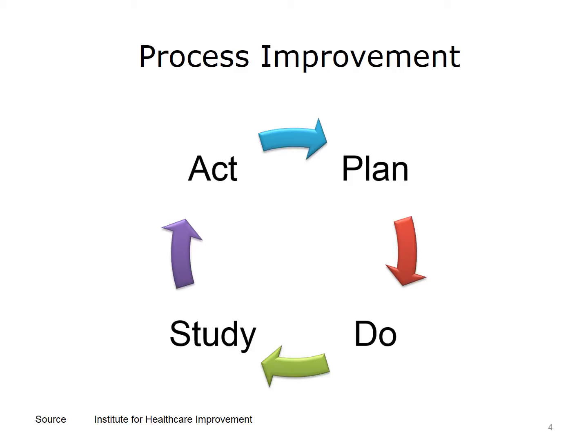The cycle implies that if the initial goals are not met, the planning stage will begin again, reassessing the answers to the three questions. In addition to the PDSA model for process improvement, the Lean and Six Sigma models have similar steps.